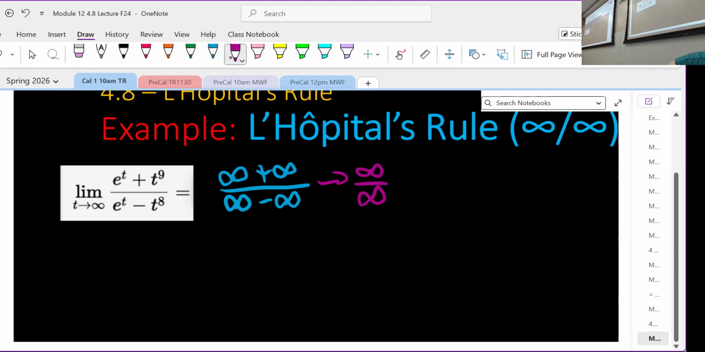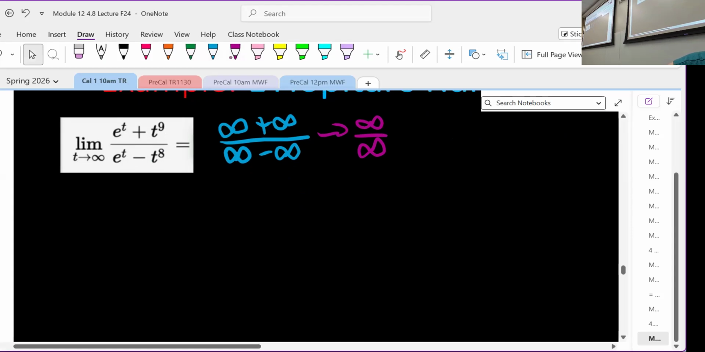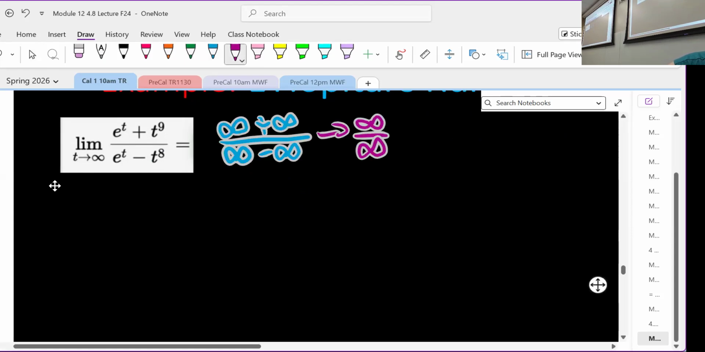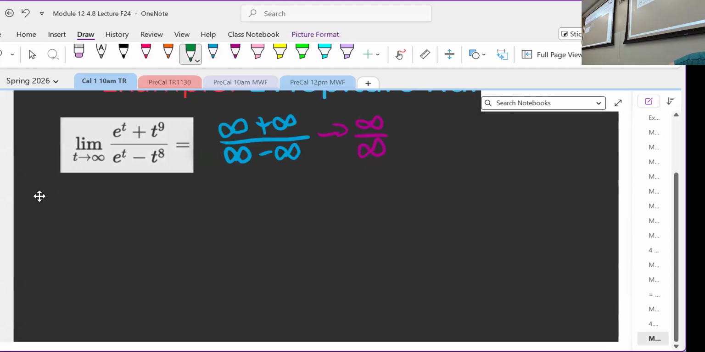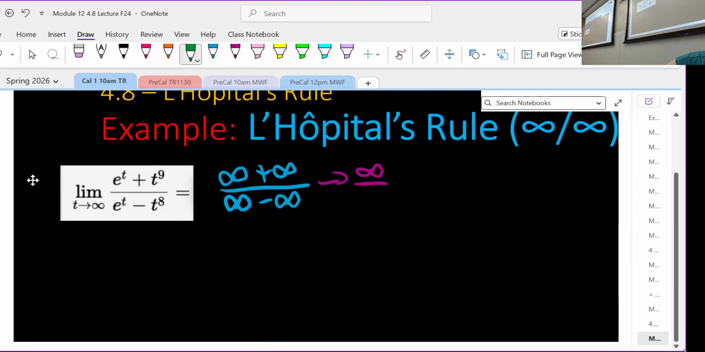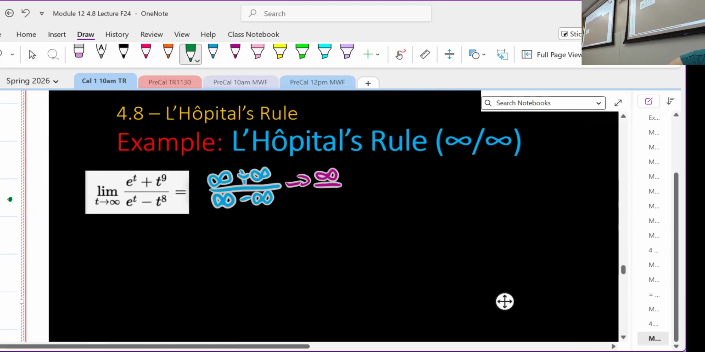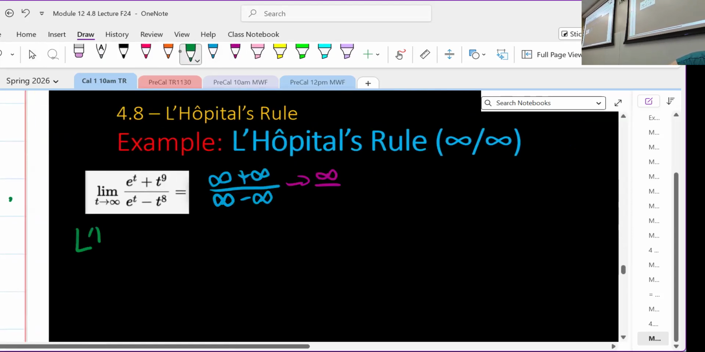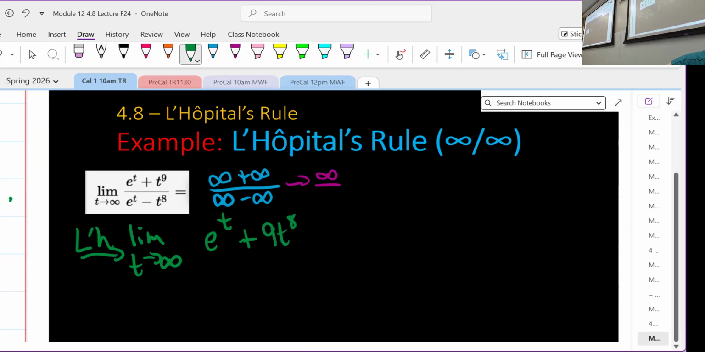So I can take the derivative, and the derivative starts looking really ridiculous. But I can apply L'Hopital's rule. So the derivative of e to the t is e to the t. The derivative of t to the ninth is 9t to the eighth.